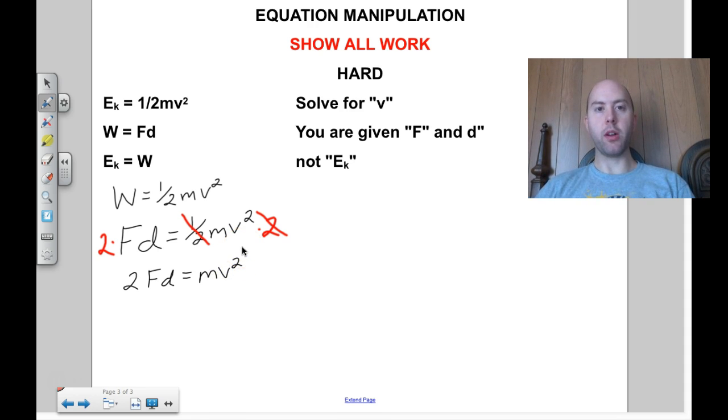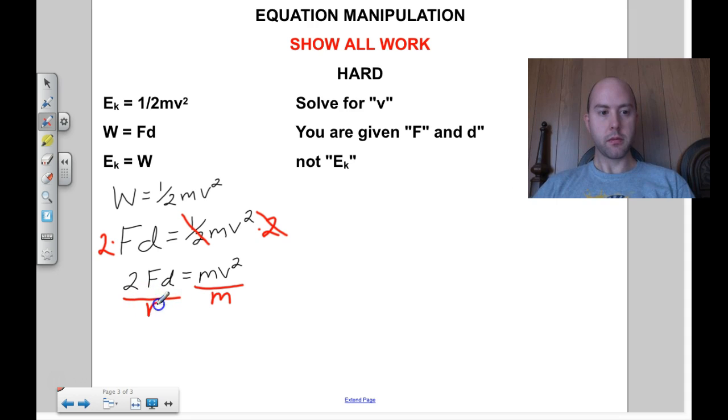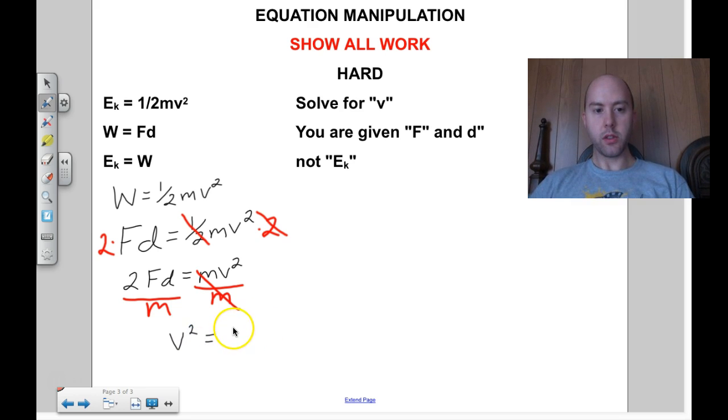Okay, got that part. Now I have to get rid of the mass. How do I get rid of mass? That's easy. Just divide both sides by mass. So I divide both sides by mass. The mass here cancels. And that leaves me with, I'm going to rewrite it the other way, V squared, velocity squared, equals 2 times force times distance divided by mass.